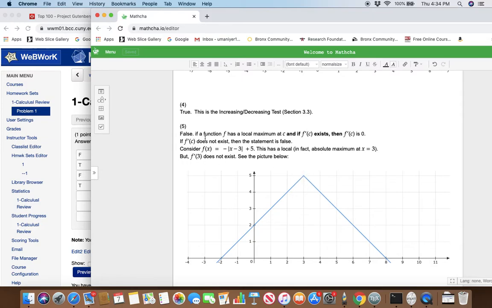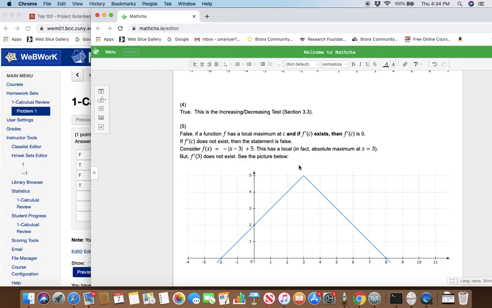The point is, if a function f has a local maximum at c, or actually local minimum, and if the derivative exists, then the derivative is 0. But you're not guaranteed that the derivative would exist. For example, sharp points. If the derivative does not exist, then my statement is false.